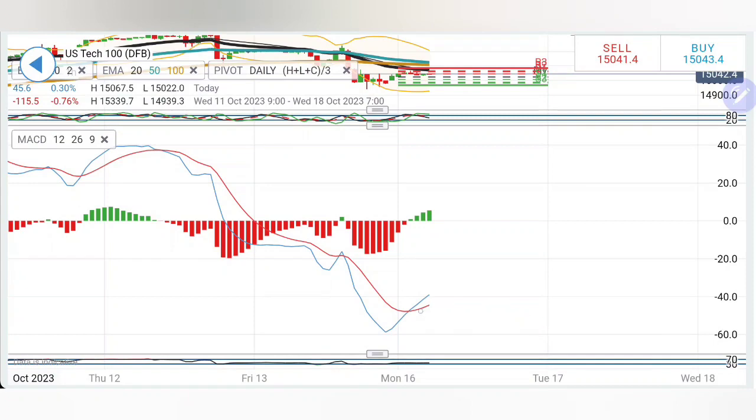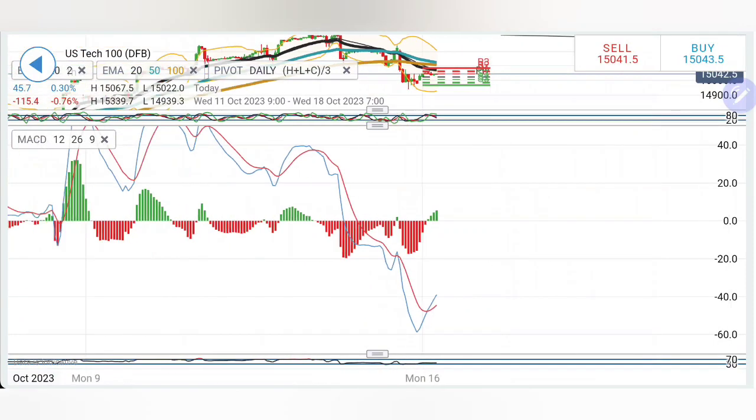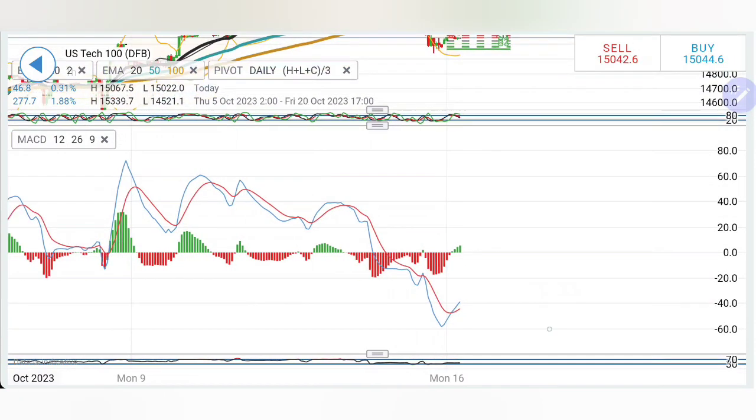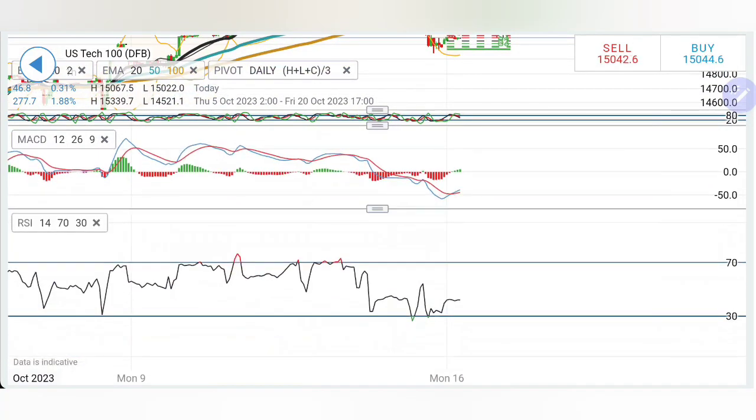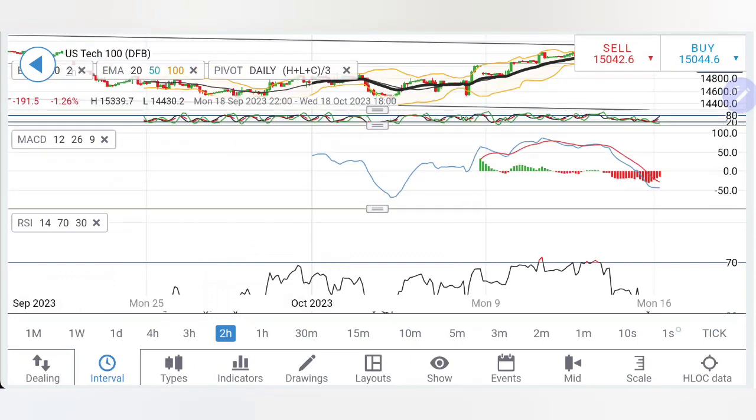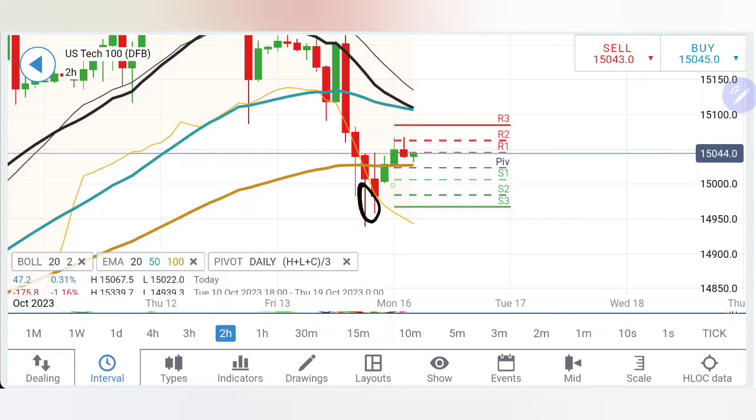Stochastic looking down. MACD, now interestingly, MACD has crossed over at the bottom. It is trying to trade with a bullish bias, and yes, it can retrace a little on the upside even if it has to drop. RSI flat, coming to 2. Look at 2 hour charts. Yes, there could be a slight retracement.